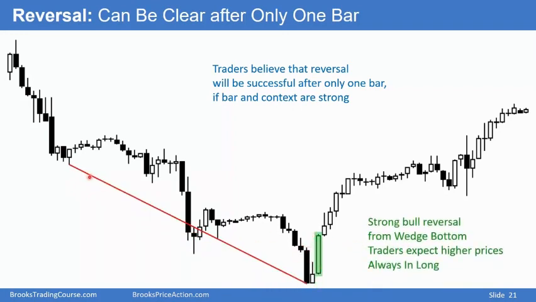Strong bull reversal, wedge bottom. Traders expect that the market's always in long and that it will go higher. And with every additional bull bar, the traders become more confident that it will go up for some kind of a measured move.